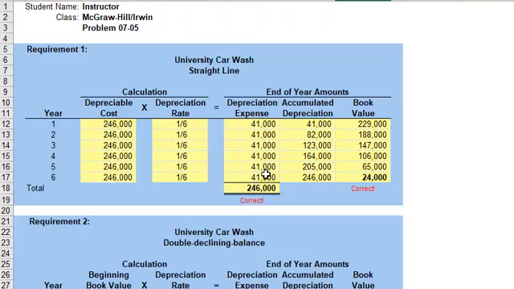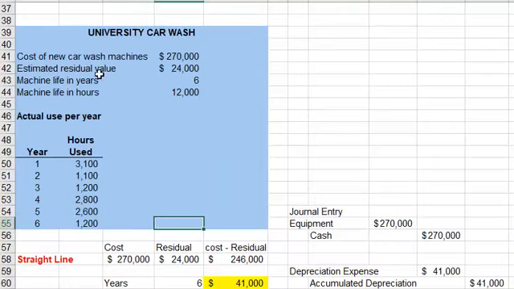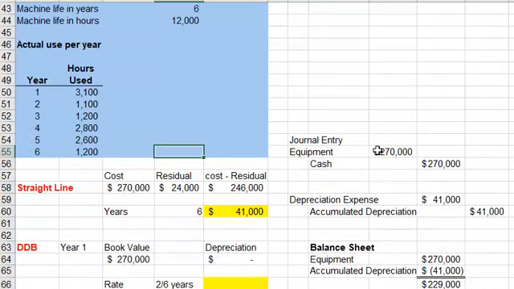It's going to be the same over the course of the 6 years, a straight line in graphical form, and our accumulated depreciation. This accumulated depreciation is going to grow by $41,000 each year, and our ending balance in our balance sheet would be a net book value of $24,000, which is exactly what we want. It is our estimated residual value.